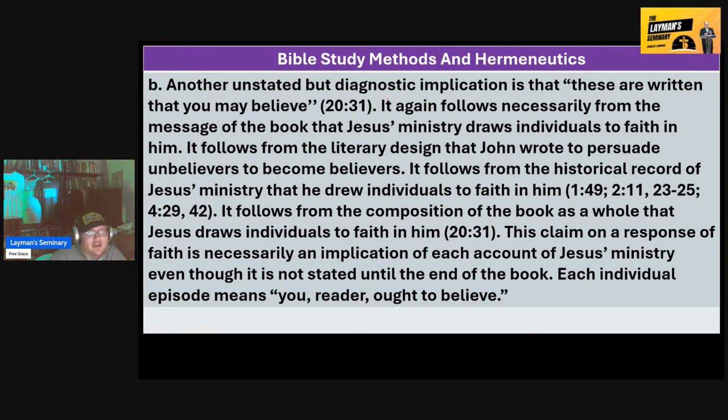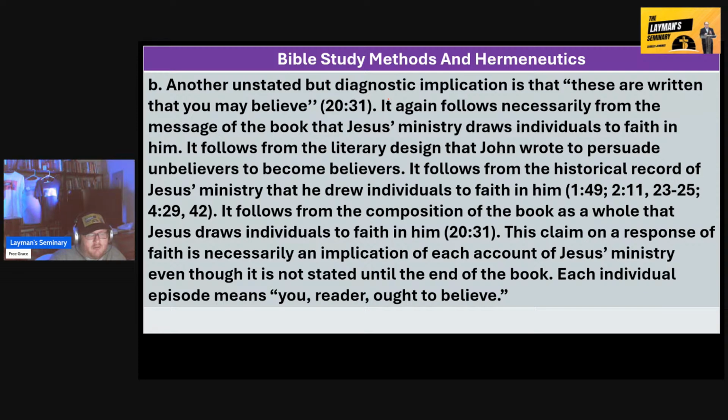B. Another unstated but diagnostic implication is that these are written that you may believe. It again follows necessarily from the message of the book that Jesus' ministry draws individuals to faith in him. It follows from the literary design that John wrote to persuade unbelievers to become believers. It follows from the historical record of Jesus' ministry that he drew individuals to faith in him. It follows from the composition of the book as a whole that Jesus draws individuals to faith in him.